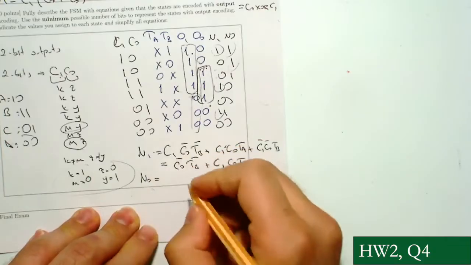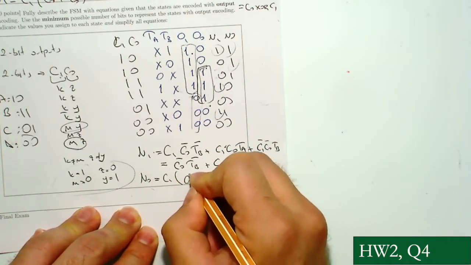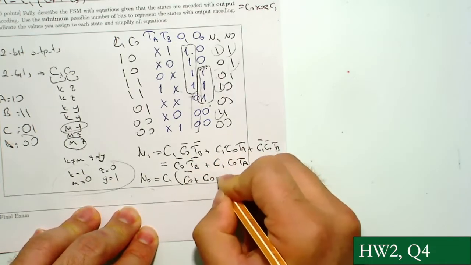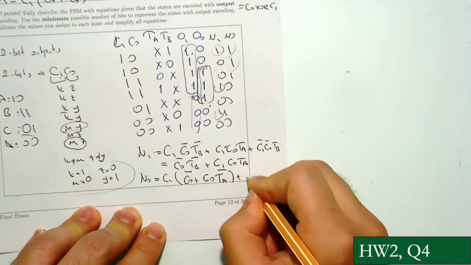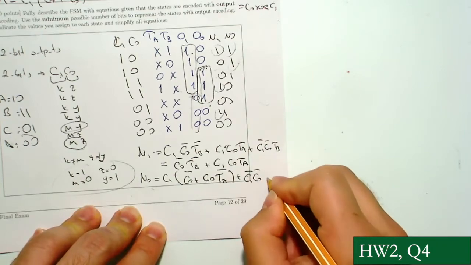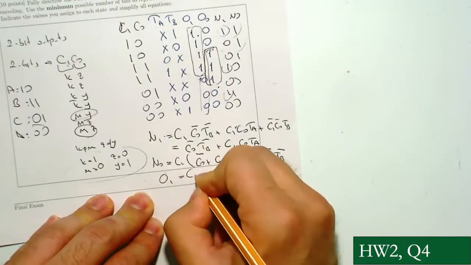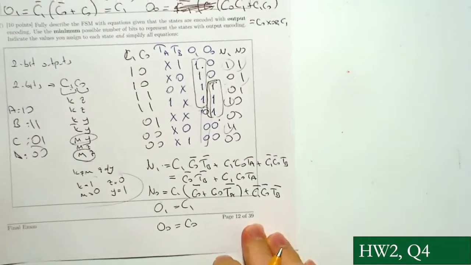And for n0 I will have C1 C0 not or C0 TA not or C1 C0 not and TB not. And for O1, I already ensured that this is determined by C1, and O0 is determined by C0. Okay.